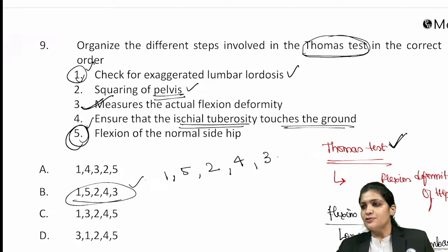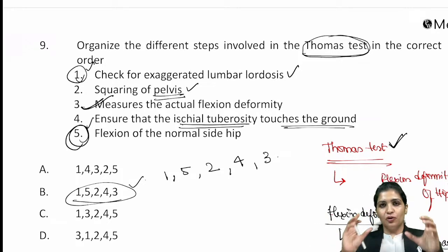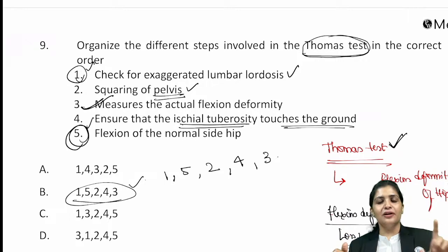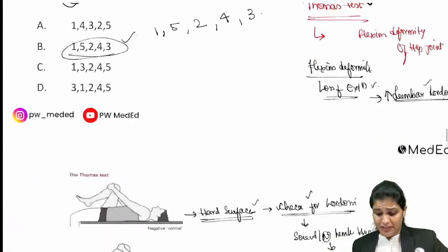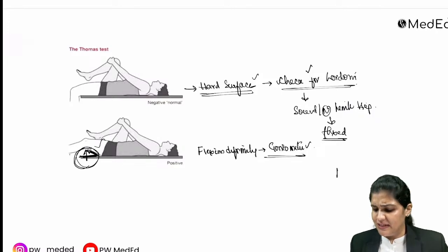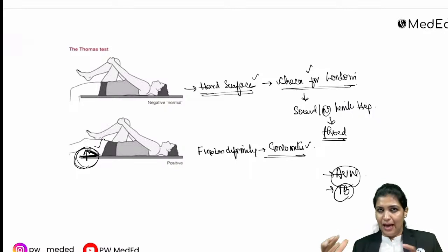So these are the various steps which you have to follow in case of performing your Thomas test, right? So you have to remember that the pelvis should not be tilted, and you should not over exaggerate your flexion deformity, right? So for that you have to ensure that your ischial tuberosity is touching the couch. So that is the Thomas test. This Thomas test is done for your flexion deformity. This can be seen in case of avian, in case of tuberculosis. So whatever the pathology is happening in the hip joint will produce this flexion deformity.